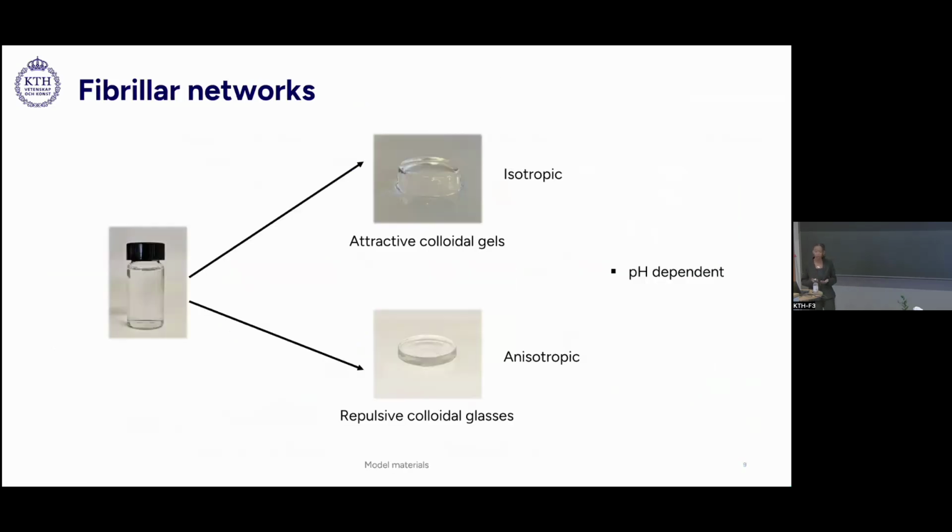And from this, we can form different fibrillar networks. By reducing the double layer repulsion between the fibrils by the addition of acid, for example, we can form attractive colloidal gels, and these have an isotropic structure. Or by increasing the CNF concentration by filtration, we can form repulsive colloidal glasses, and these have an anisotropic structure.